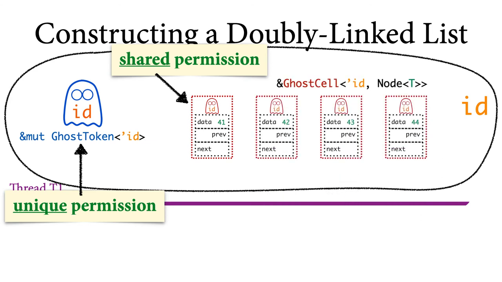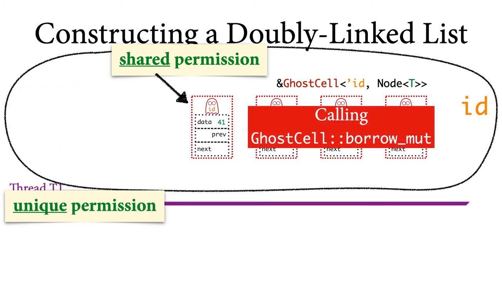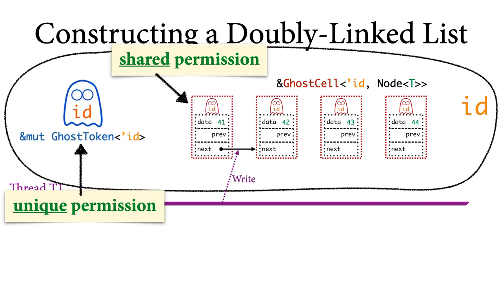And now comes the interesting part. We want to link these nodes together, which involves mutating their next and previous fields. To do this, we're going to use the borrowMute method from the GhostCell API to trade in our unique reference to the ghost token in exchange for a unique mutable reference to any one of the nodes in the list. In this case, we choose the first node. And that allows us to then update its next field to point to the second node. We can then regain ownership of the ghost token by giving up control over that first node.